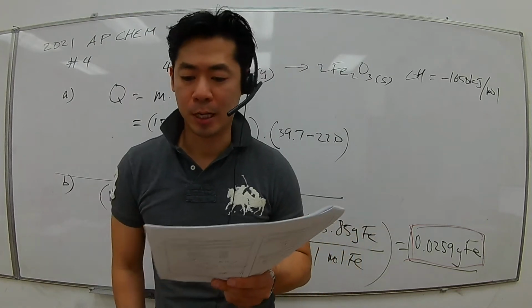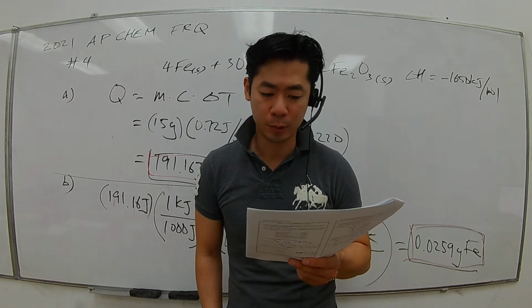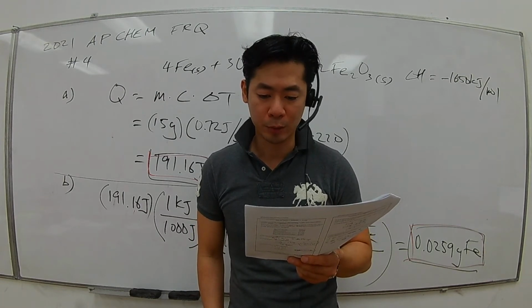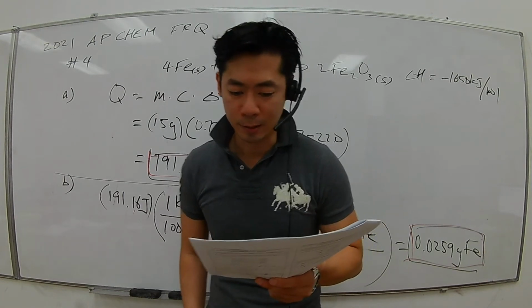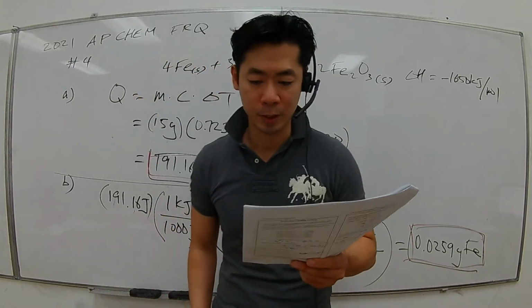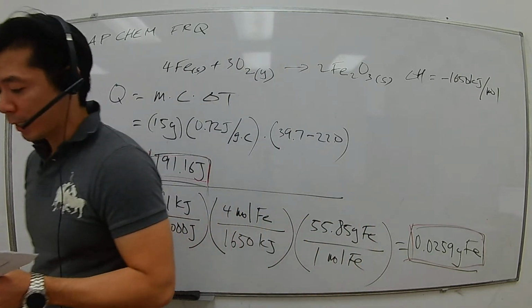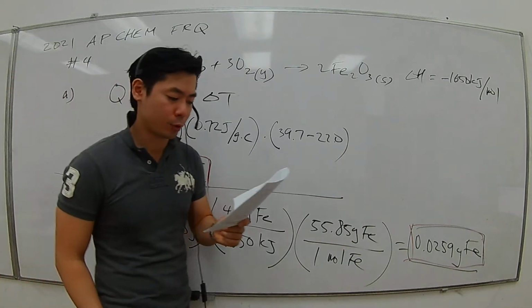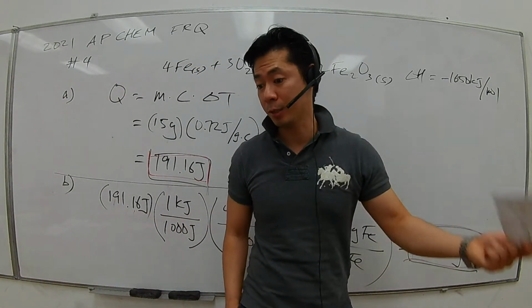A student mixes iron with the catalyst and sand in a small container. The student measures the temperature of the mixture as the reaction proceeds, and the data are given in the following table. And as you can see, as time increases, temperature goes up.